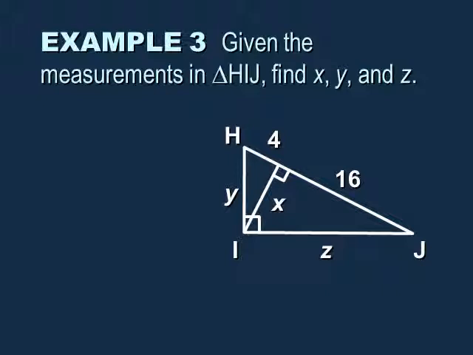Okay, so let's practice this. Given the measurements in the triangle HIJ, find x, y, and z. Okay, so that's a lot of missing information, but we have enough theorems here that we can figure this out. So let's start with x, because I feel like it's the easiest.